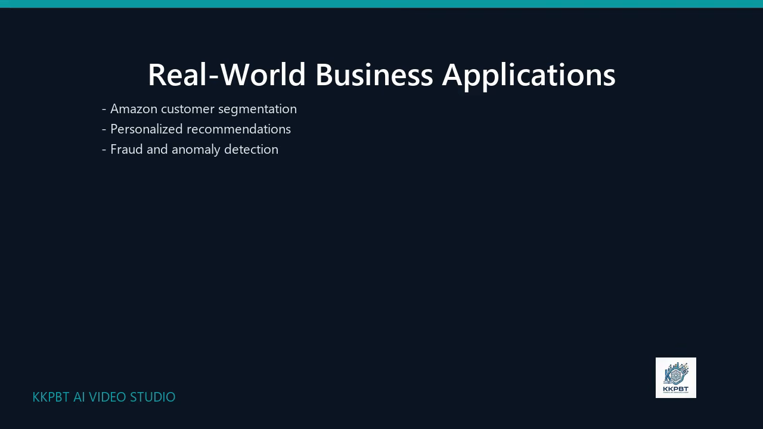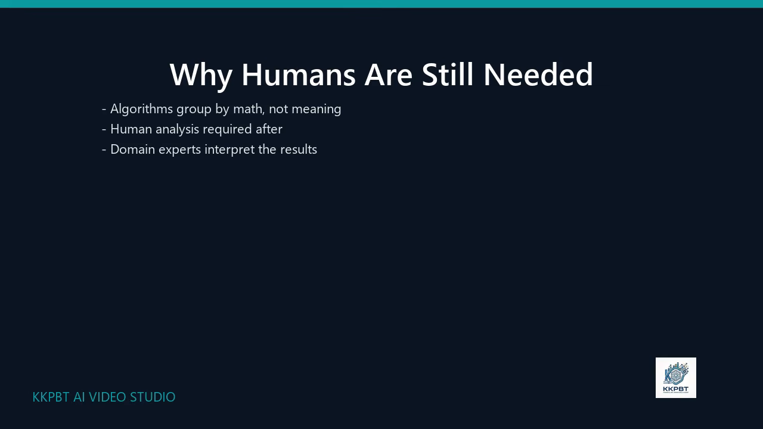Here is an important thing to remember: unsupervised algorithms only group data based on math and statistics. They don't actually know what the groups mean in the real world. That is why human analysis is essential after the process. A human domain expert must inspect the clusters and give them meaningful labels, like budget shoppers or high-risk account.